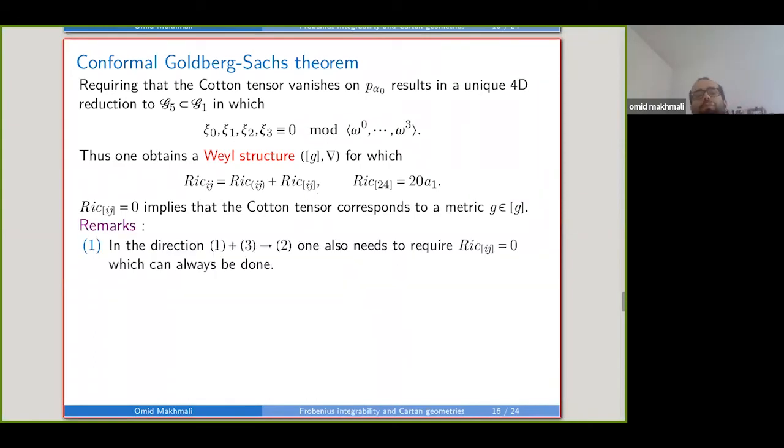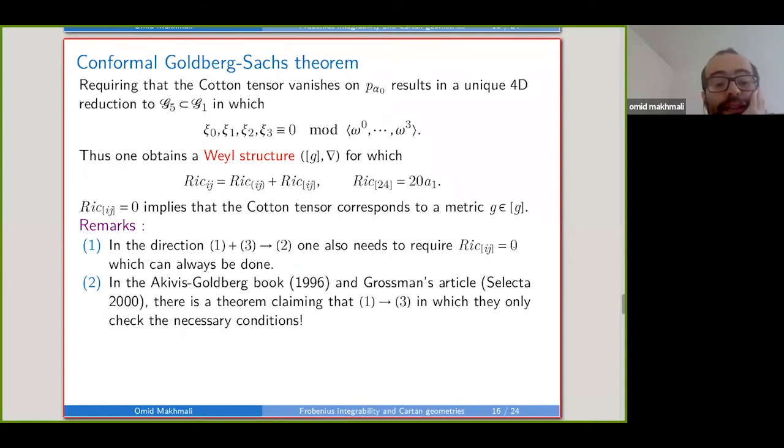So this hints at something that we missed in the previous step: if you assume that you have a repeated root and integrability, one has to show that this reduction of the Cartan tensor, the degeneracy of the Cartan tensor, also goes through assuming that the skew part of the Ricci vanishes. But again, this doesn't impose any new obstruction. This can always be done.